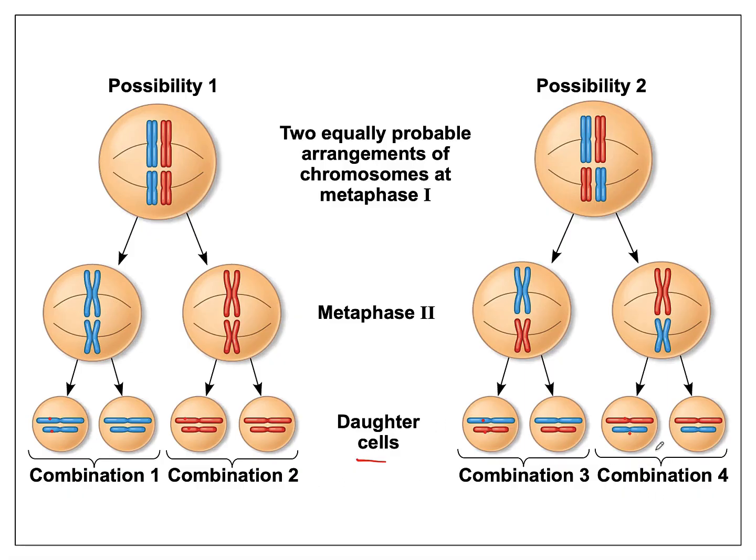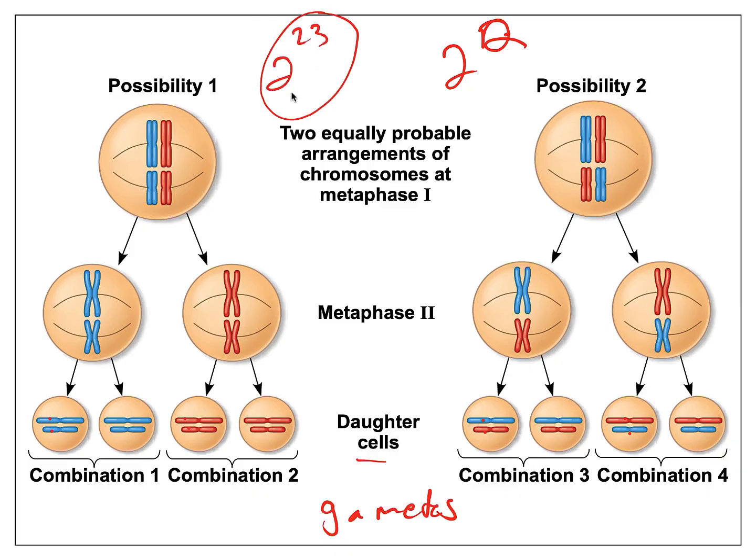So there are 4, 2 to the 2, different combinations of gametes that can be formed depending on the way that these arrange themselves. And that's just with 2 pairs of homologous chromosomes. So we have 2 to the 23 combinations of ways that our cells can arrange themselves to end up with different combinations of chromosomes in the daughter cells, and that's without mixing up any of the actual DNA.